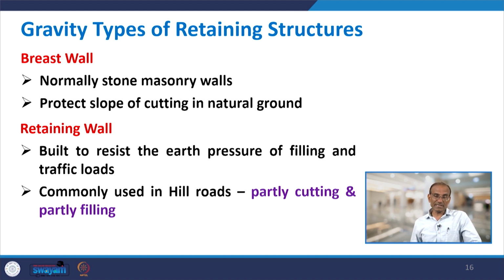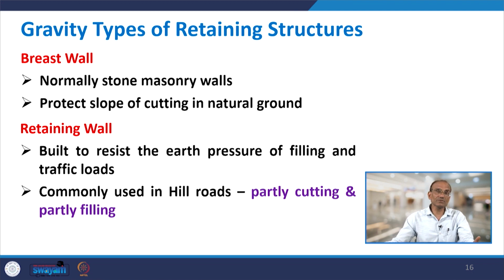Coming to the gravity types of retaining structures, normally it is called a retaining wall, but in the hilly areas it is divided into two parts. One is called breast wall, another is simply called retaining wall. Normally the breast walls are constructed of stone masonry and protect the slope cutting in natural ground.